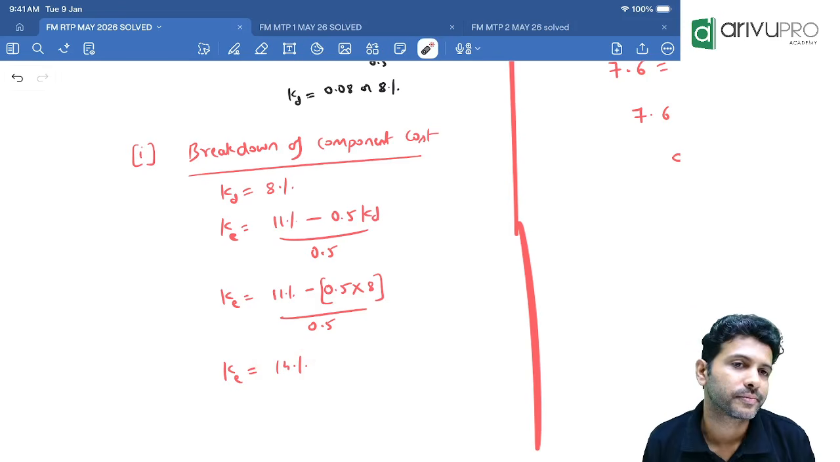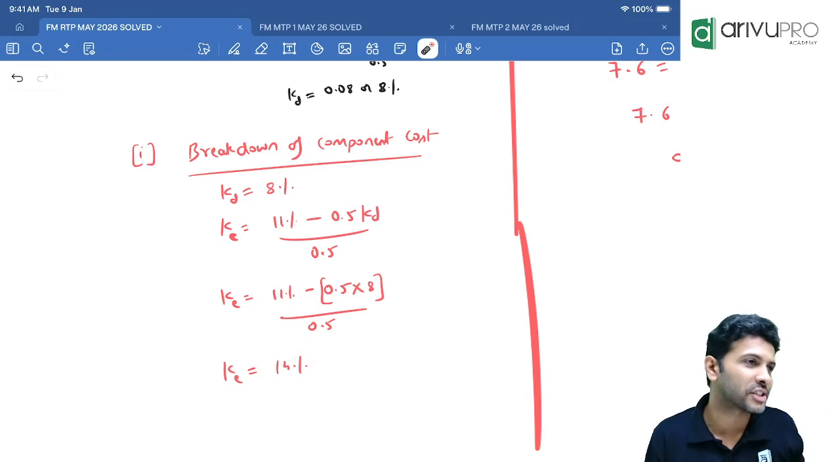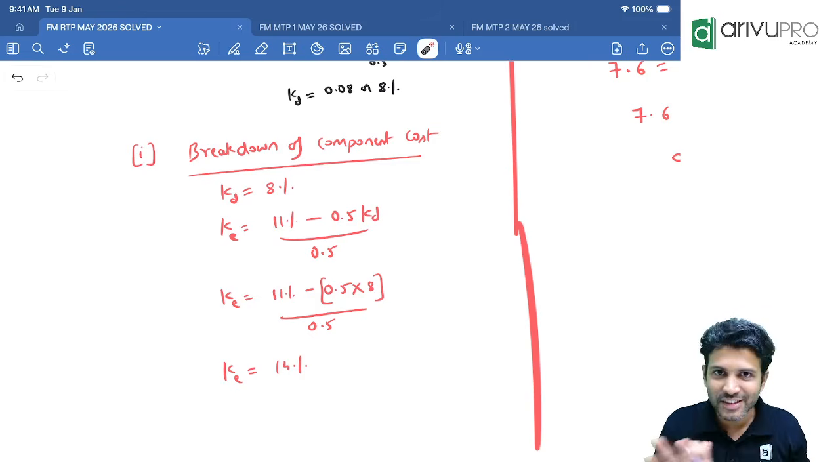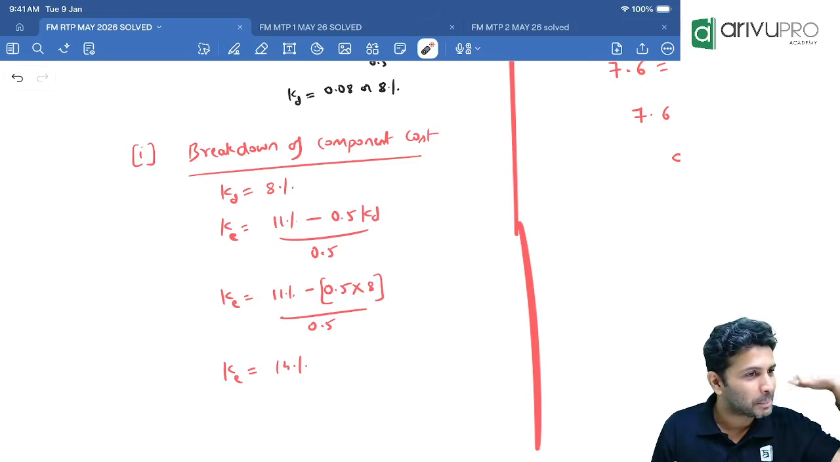14%. That's it. Someone has used their kidney too much here. Mathematics, they've used too much. Okay. No FM concept, nothing. It's become pure maths now.